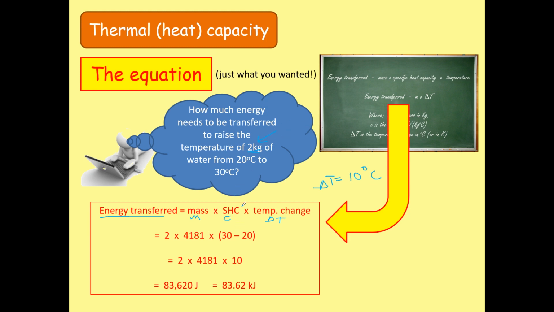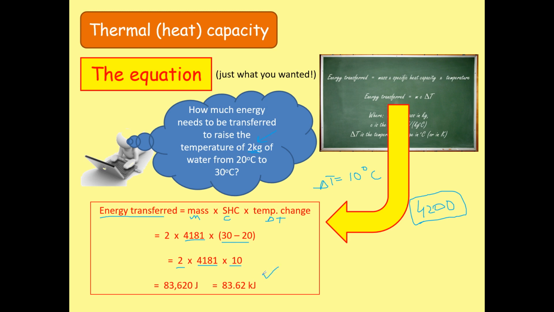Then we have the specific heat capacity. For water, you need to memorize this value. Now for the Cambridge exam, you need to understand the specified value is 4200 joules per kilogram per degree Celsius, right? Over here I'm using 4181, that is a more exact value, but for Cambridge we use a rounded off value of 4200, right? And the change in temperature is from 20 to 30. So we have 2 into the specific heat capacity into the change in temperature, giving you 83.62 kilojoules.